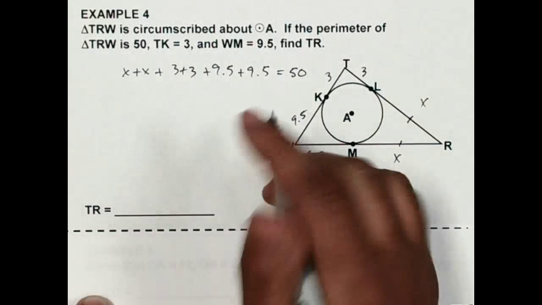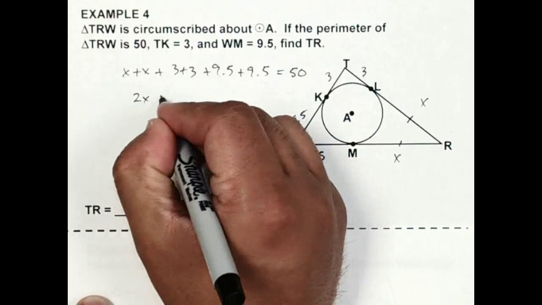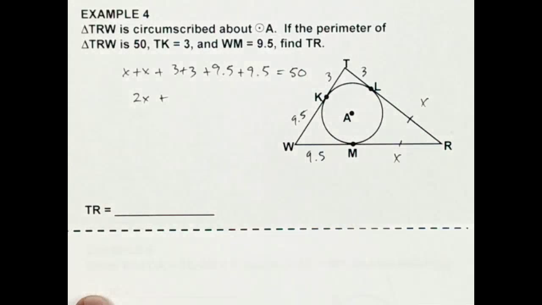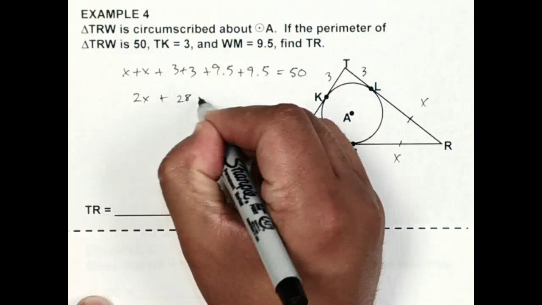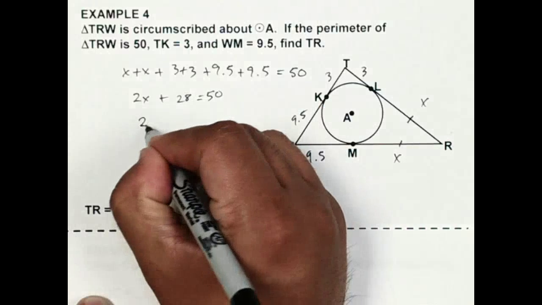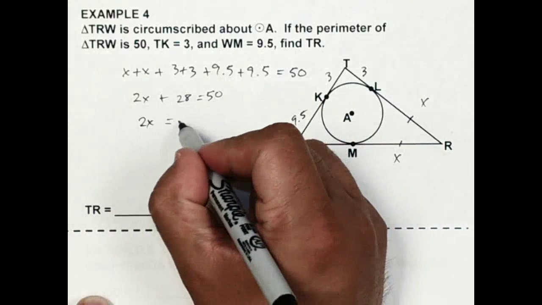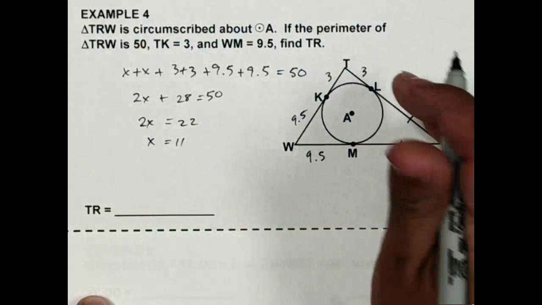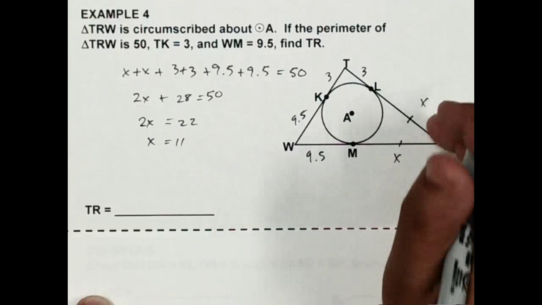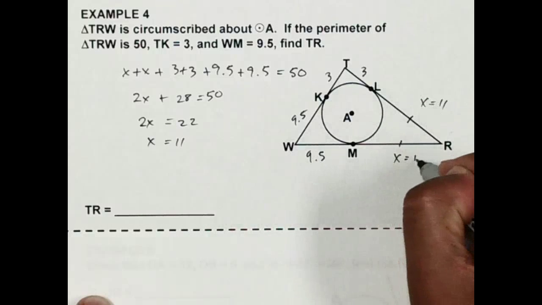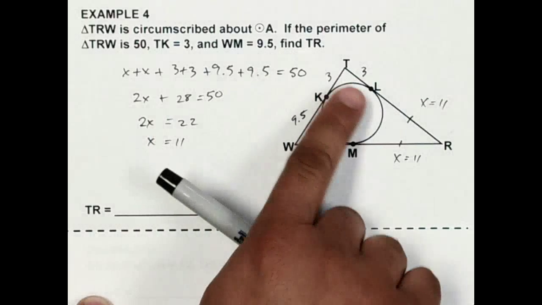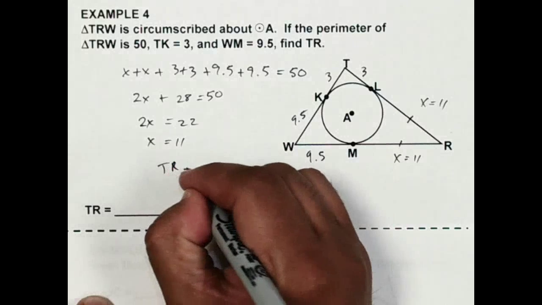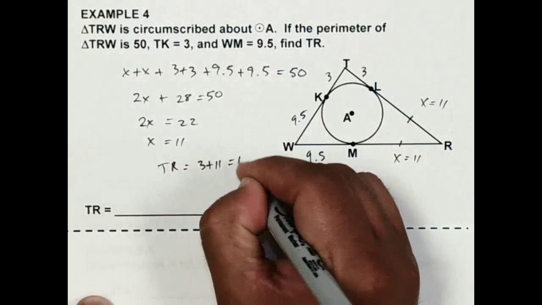Combining this, adding all of this up, I get 2x plus 28 equals 50. If I subtract the 28, I get 22, so that tells me that x is 11. So both of these segments are 11. Now it asks us for TR, so TR is going to be equal to 3 plus 11, which would be 14.